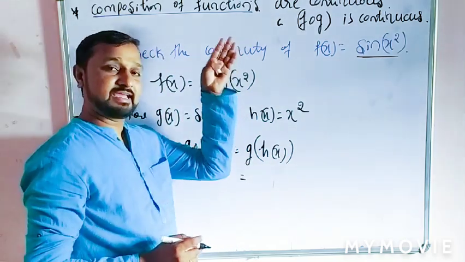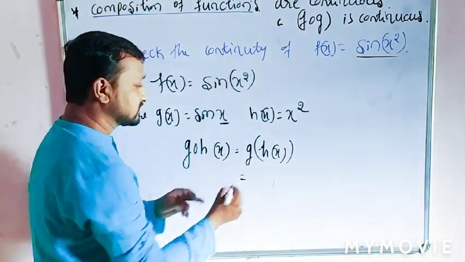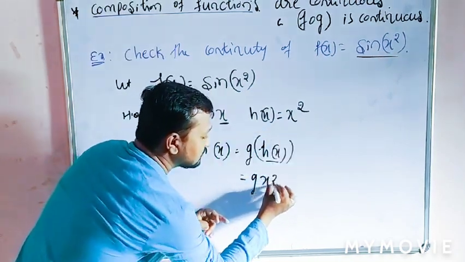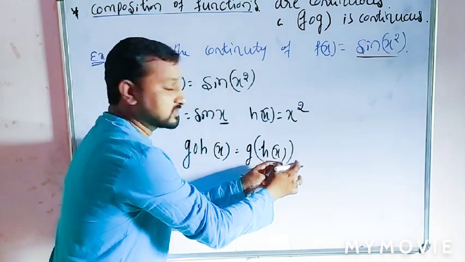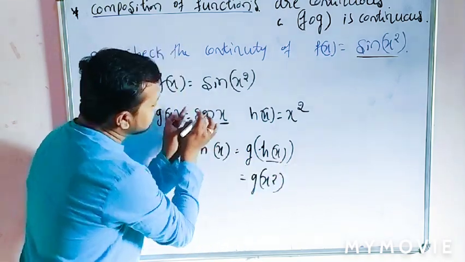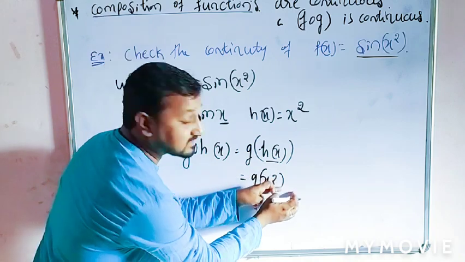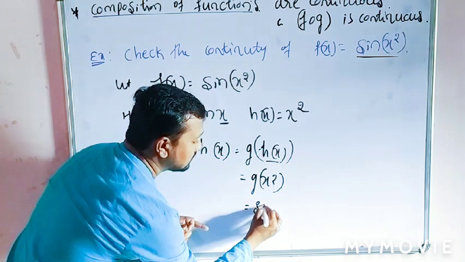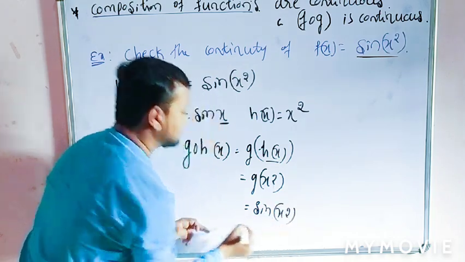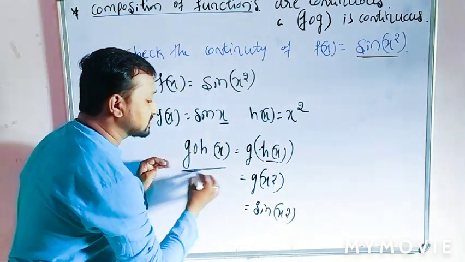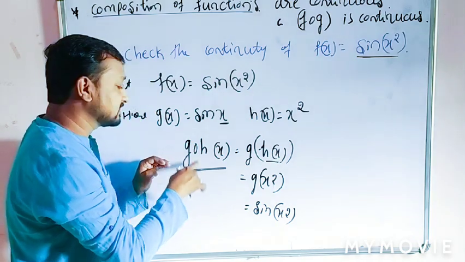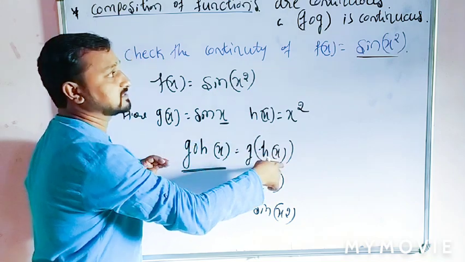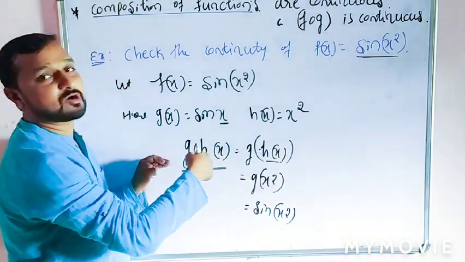In CET I already discussed this type of example. So g as it is, keep as it is. h of x is nothing but x square. Here g of x is sin x, so g of x square is nothing but, instead of x, x square is there. So that is sin of x square. See that? This is composition of the function. It's clear that g composition h of x is equal to g of h of x. This is the definition of composition function.